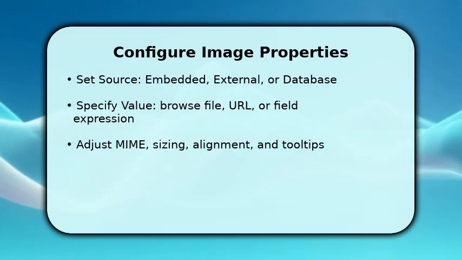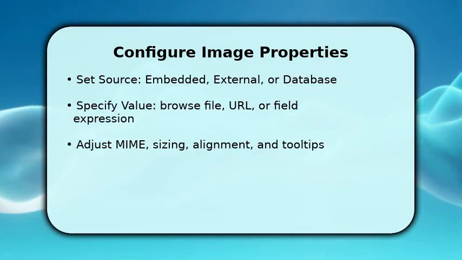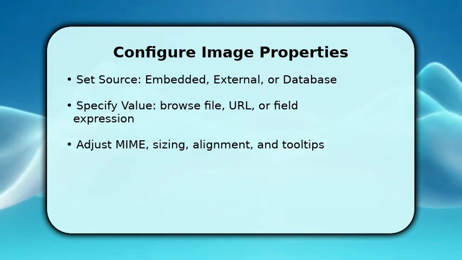Next, set value to the resource name, URL, or field expression. Make sure MIME type matches image format and pick sizing, fit, clip, or fit proportional. Once done, add alt text or tooltip for accessibility.